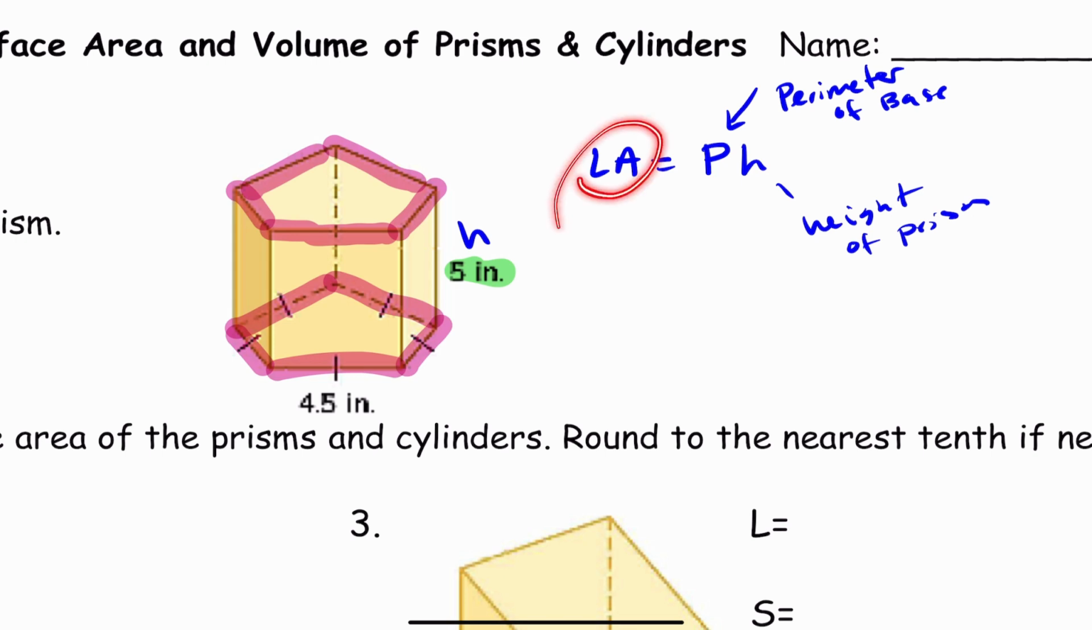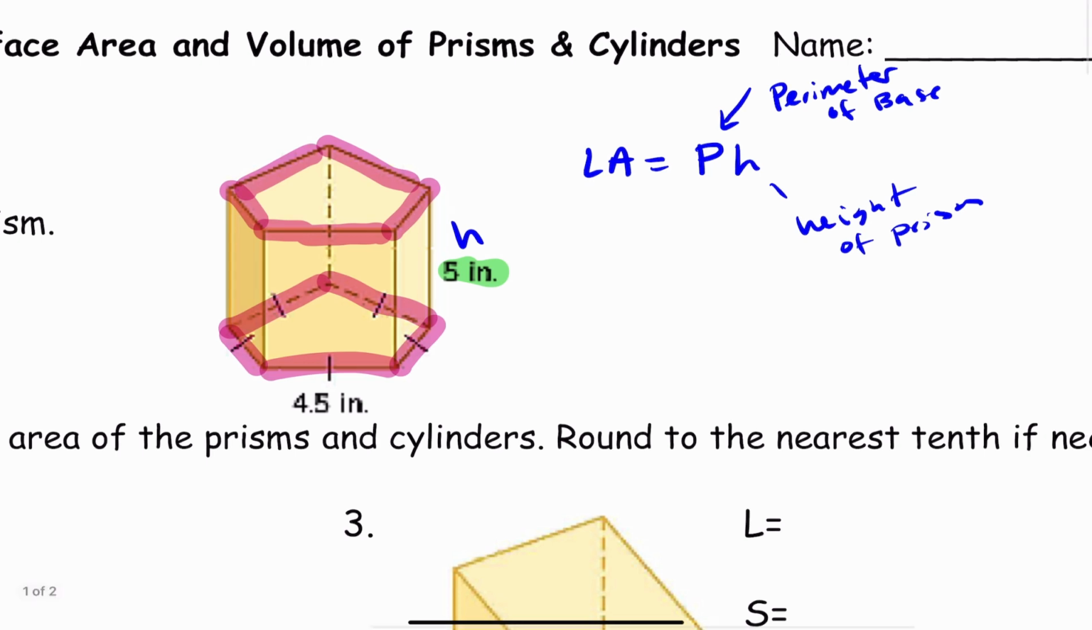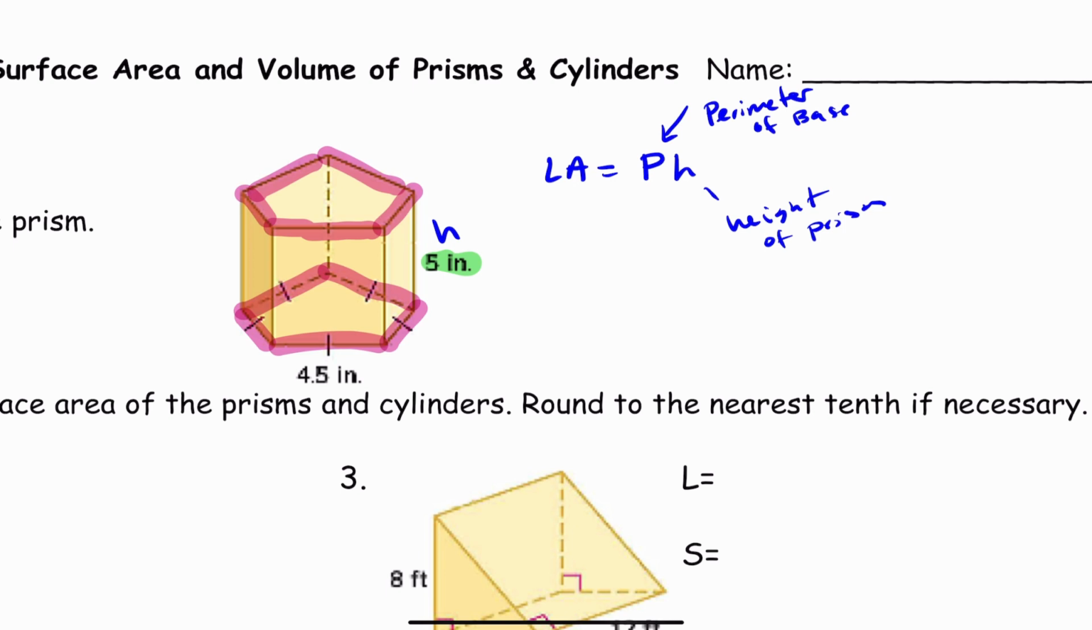When you're talking about lateral area, it's basically all the faces except the two bases. So we're going to be ignoring the pentagons, but we actually do need the pentagons to figure out the lateral area, if that makes sense. Because lateral area is basically you're finding the area of all the faces except the two bases. Okay, so let's go ahead and find P. P is the perimeter of the base, and you're going to multiply that by the height of the prism.